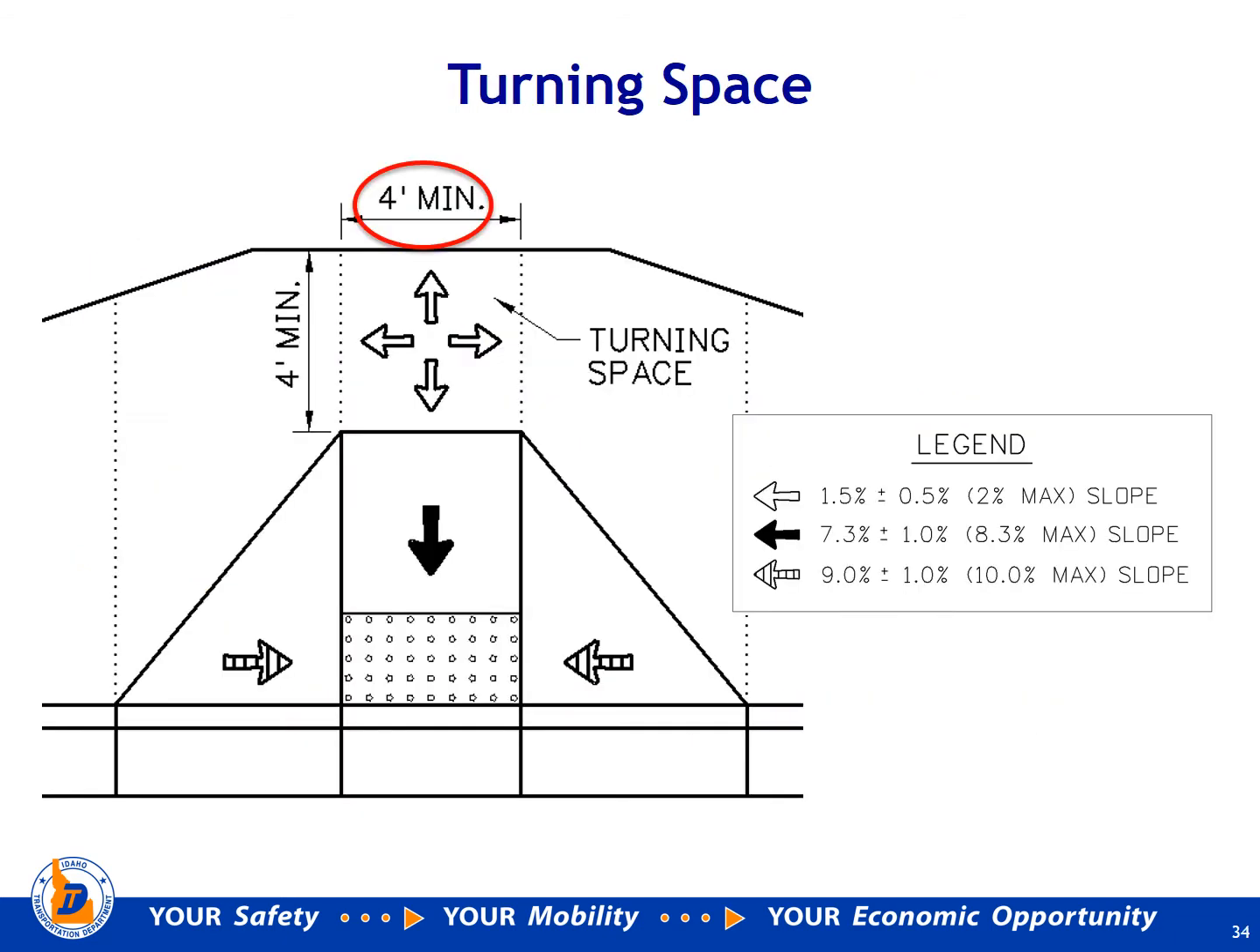The turning space, which is the area at the top of a ramp, is a 4x4 minimum turning space required at the top of the perpendicular curb ramp for wheelchairs to change direction. A 5x5 square turning space is preferred. The turning space must be less than 2% slope in any direction.